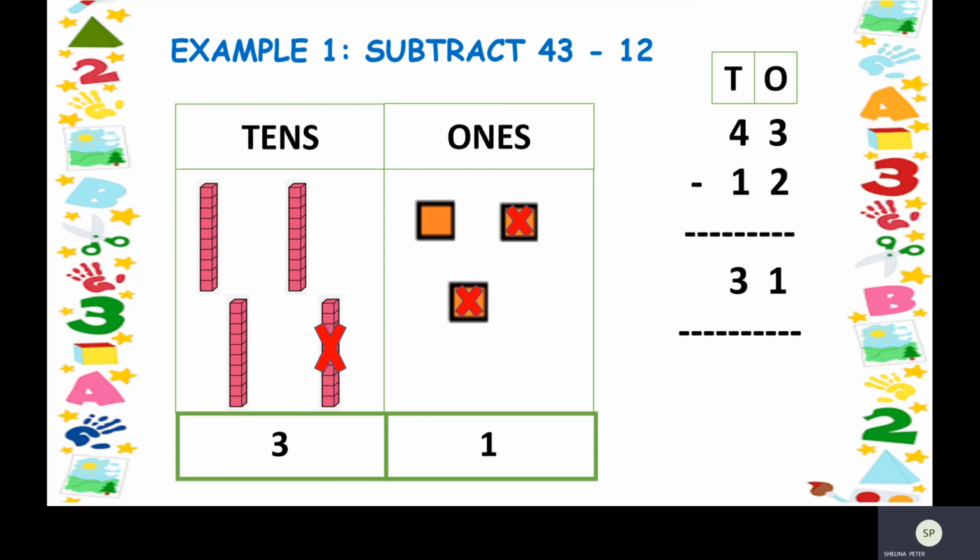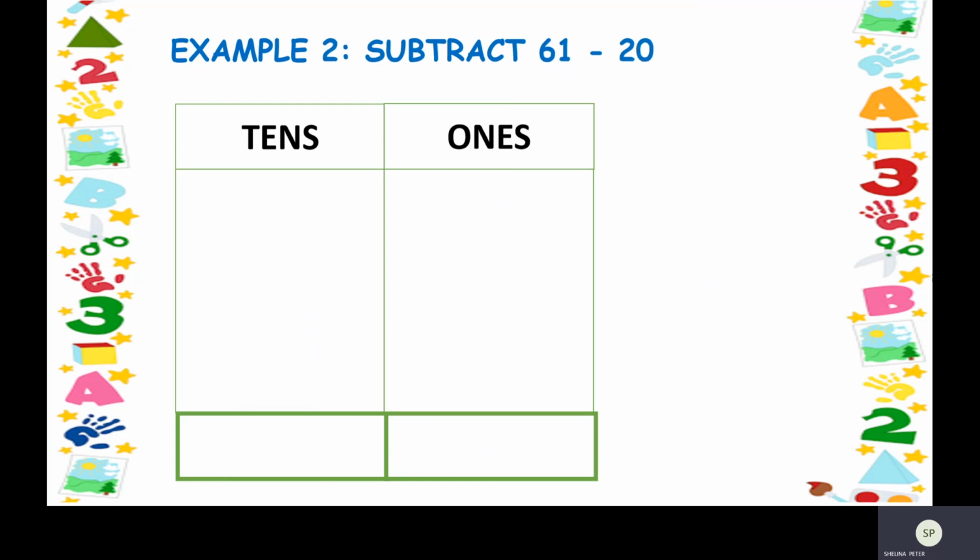Let us go to the next example now. So here I have taken the example as 61 minus 20. So first of all, as you can see, these 2 numbers are 2-digit numbers, so we have represented ones and tens. Now check the number which is bigger, 61 or 20. So 61 is a bigger number. We will represent this number using the blocks.